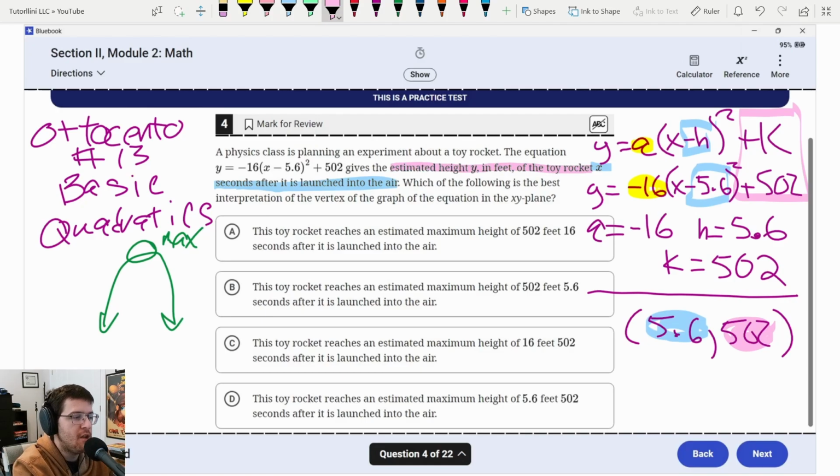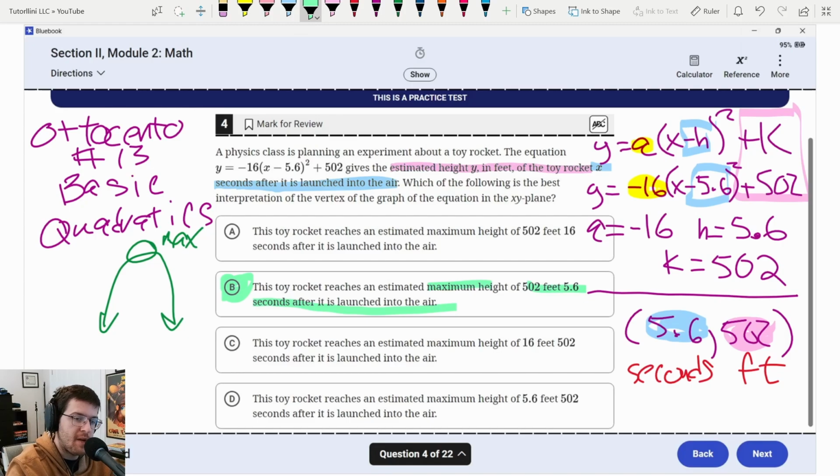I'm not even looking at the choices. 5 seconds after it is launched into the air, the rocket has a height of 502 feet. Even just putting these units here can help a lot. All right, now that we got all that, we got max, 5.6 seconds, 502 feet. Let's look at the choices. They all say maximum, and the only one that says 502 feet and 5.6 seconds is choice B. So that is the answer.